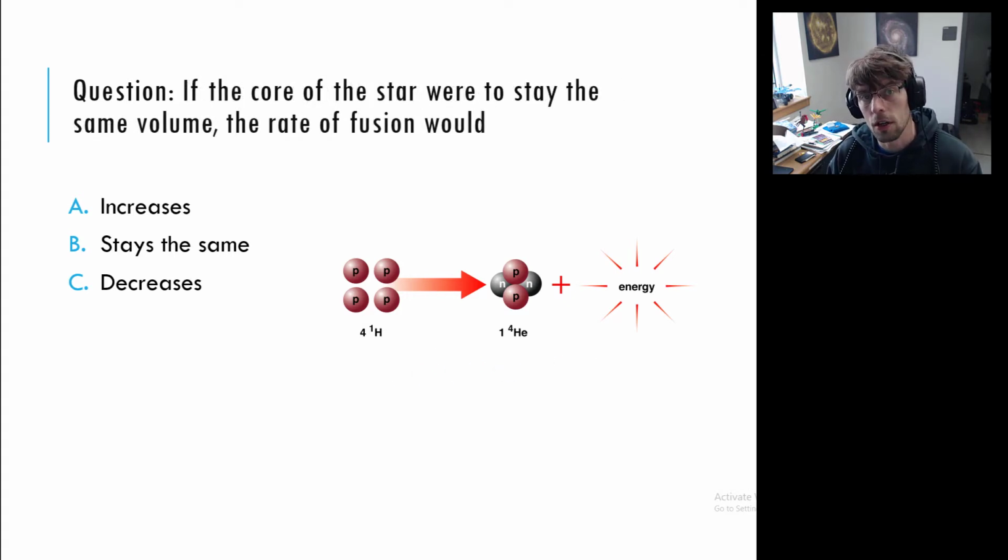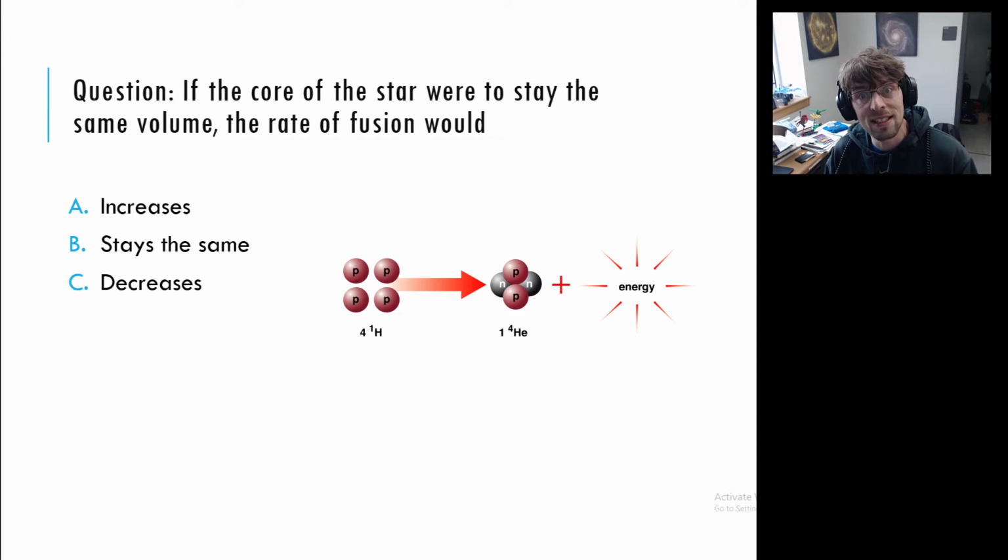If the core of a star were to stay the same volume, so let's say for a moment that while we're doing the fusion process, the core stays the same size, just momentarily. So if the core of a star were to stay the same volume, but you're decreasing the number of workers, okay, tell me, what would happen to the fusion rate? Got it? I guess the other way we could say it is, what would happen to the density if the volume stays the same, but the number of hydrogen atoms available decreases?